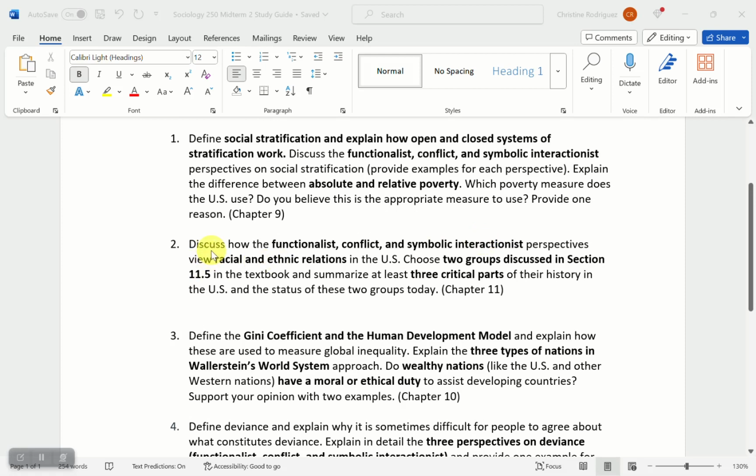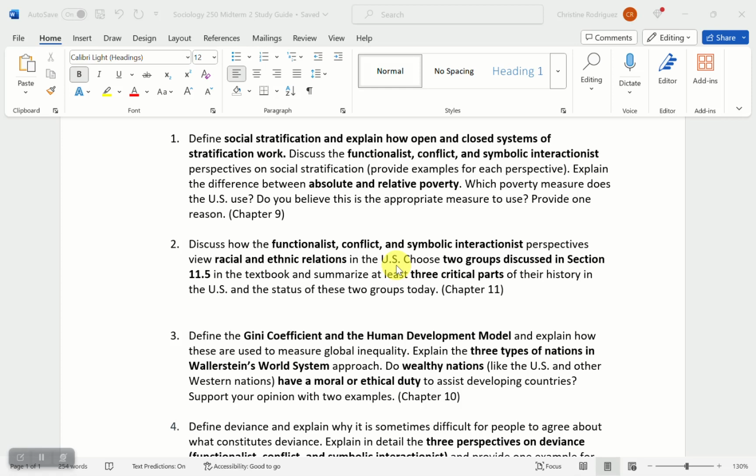Question 2, discuss how the functionalist, conflict, and symbolic interactionist perspectives view racial and ethnic relations in the US. Okay, so again, functionalist theorists are looking for something positive, something beneficial. Conflict theorists are looking at what are some of the negative things. Symbolic interactionist theorists are looking at how do we interact based on how we perceive someone's race or ethnicity to be.